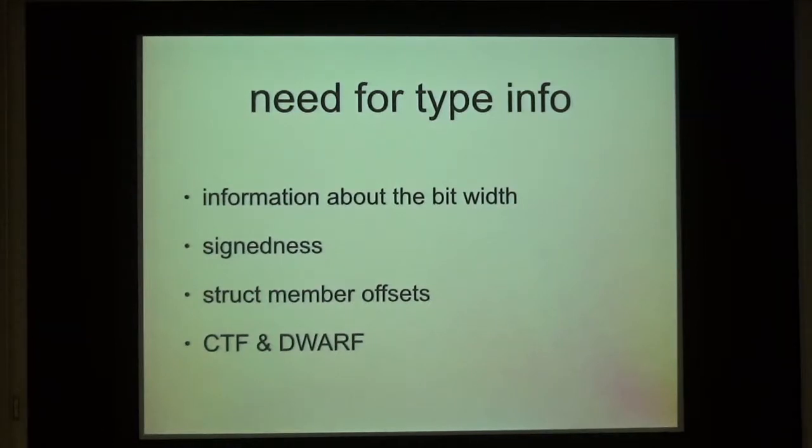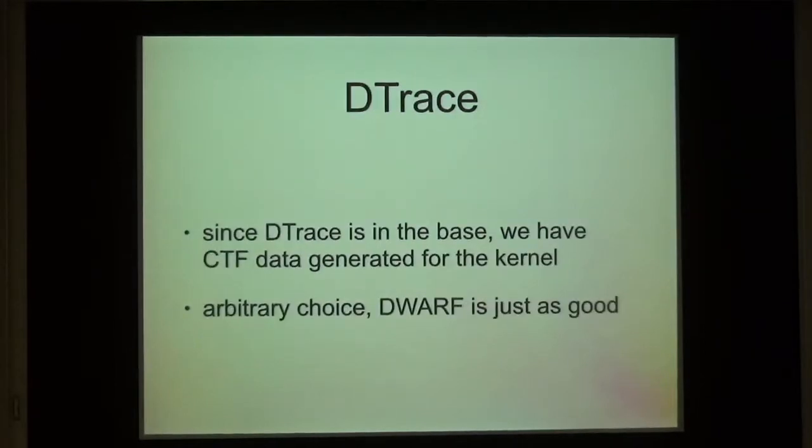And there are two basic things that provide this. One of them is CTF, the Compact C Type Format, and the second one is DWARF. I'm more familiar with CTF, so I chose CTF, but it's a very arbitrary choice at this moment, because for our purpose DWARF is just as good, since it is even a superset of CTF. And since DTrace is already there, we have the CTF data generated for the kernel, so we're good to go. We already have the data.